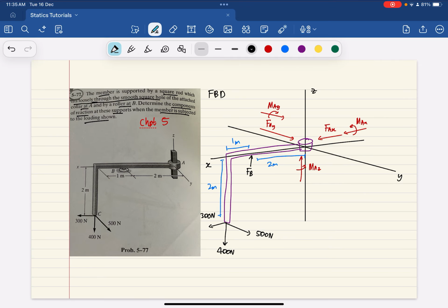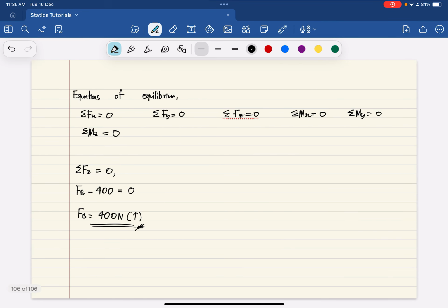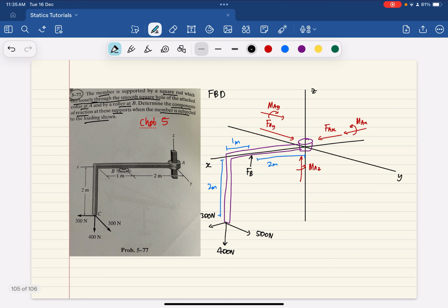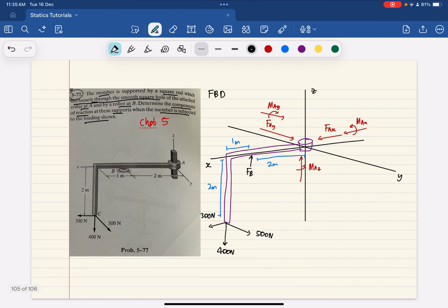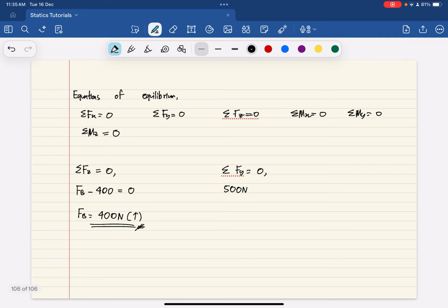Then for FAY, I think it should also be pretty straightforward. Summation of Fy equals 0. The only loading I see here is the 500 Newtons, so that is 500 Newtons positive. FAY is positive because there are no other reaction forces. So plus FAY equals 0, therefore FAY would be negative 500 Newtons, meaning it's going in the opposite direction, the negative Y direction.